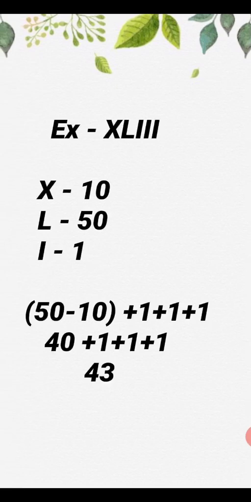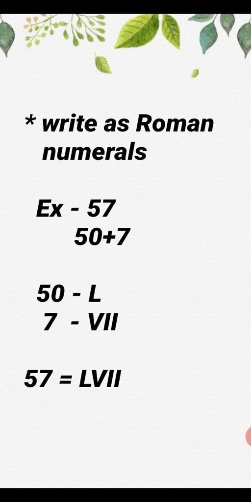So 50 minus 10. After that, we will apply the rule of addition, because whenever smaller numerals come after a greater numeral, we simply add. So we will simply add the value of I and I, which is 1 plus 1. After solving, we will get 40 plus 1 plus 1 equals 42. Clear, students? Now let us discuss another concept, that is write as Roman numerals.